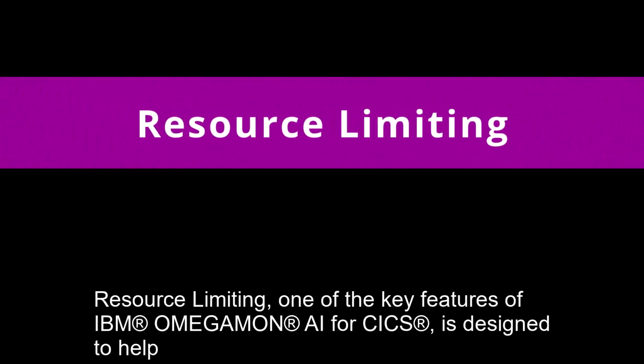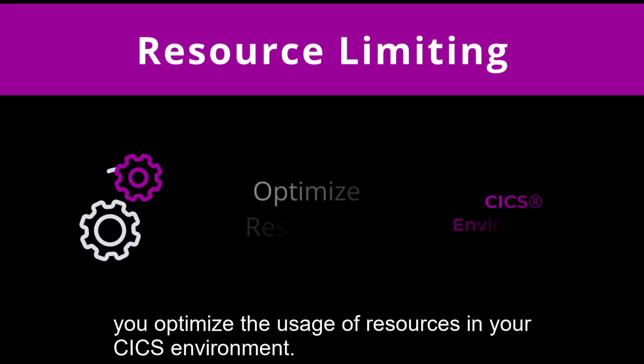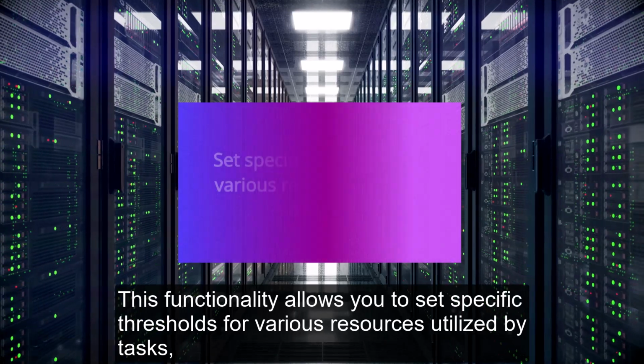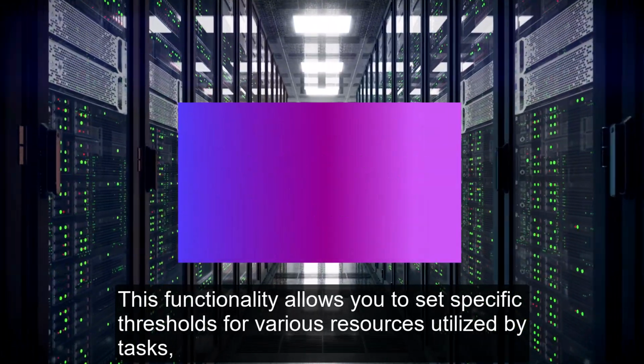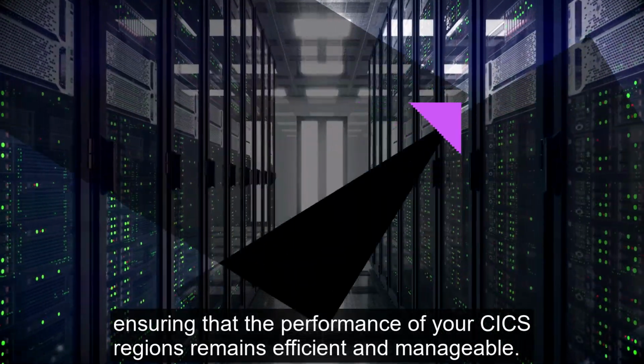Resource limiting, one of the key features of IBM OMEGAMON AI for CICS, is designed to help you optimize the usage of resources in your CICS environment. This functionality allows you to set specific thresholds for various resources utilized by tasks, ensuring that the performance of your CICS regions remains efficient and manageable.